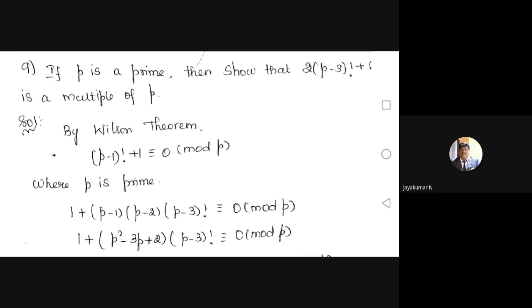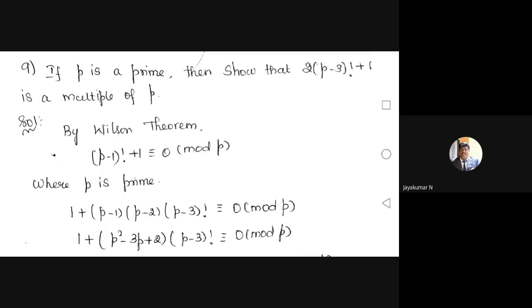The minus 1 on the right hand side of the linear congruence becomes plus 1 on the left hand side. So (p minus 1) factorial plus 1 is congruent to 0 mod p, where p is prime.